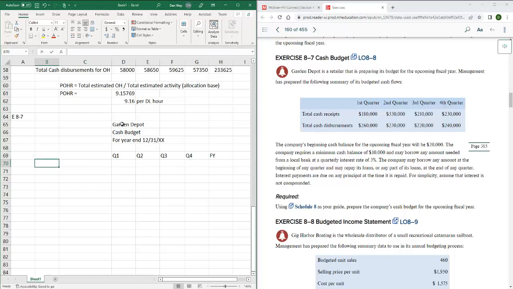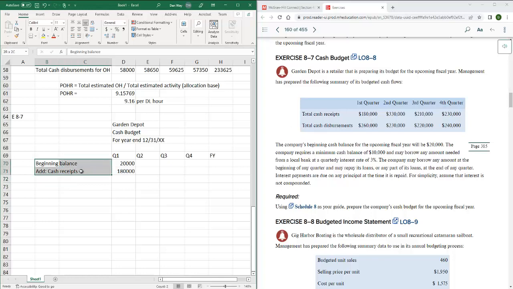Okay, so right off the bat, we're going to start with our beginning cash balance. And we know that for Q1, that was $20,000. We don't know what it would be projected for Q2 through Q4 yet. Got to figure that out. To our beginning balance, we want to add cash receipts. For Q1, that's $180,000.